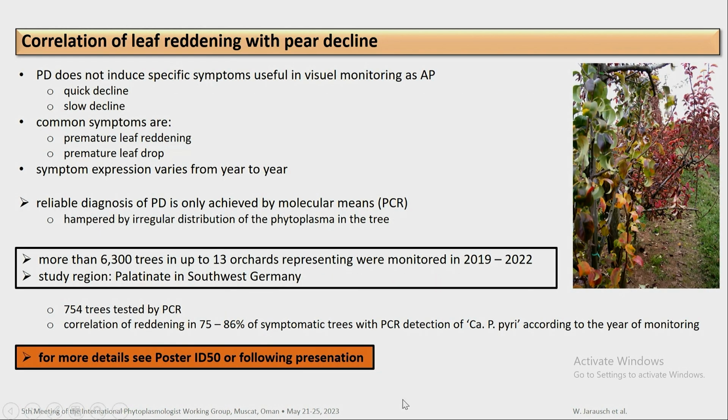Per decline, I will skip a little bit because I have the next presentation and I have the poster with this kind of data. But again, we have a very good correlation, ranging from 75 to 68% of reddened leaf trees correlated with the presence detected by PCR of Candidatus Phytoplasma pyri.